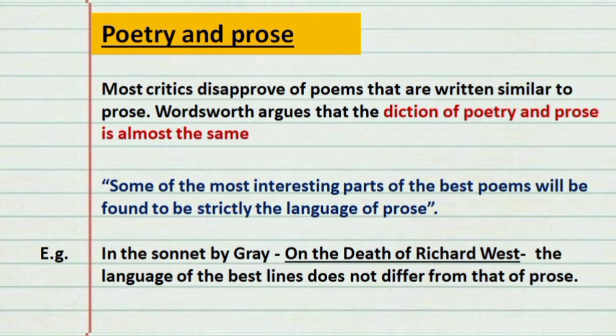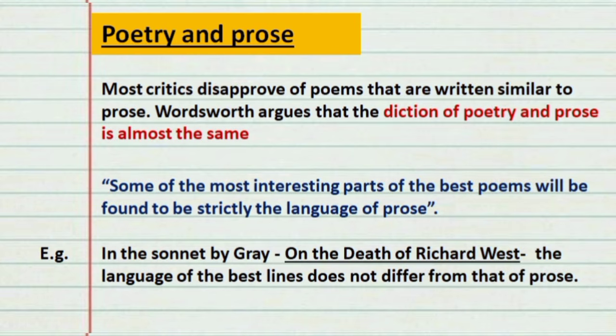Now we will move on to a very important part of this essay where Wordsworth talks about poetry and prose. He says, most critics disapprove of poems that are written similar to prose. Even we as readers used to feel the same. When you take a poetic piece, you expect it to have some particular qualities. It's not simply breaking down a prose piece into lines.